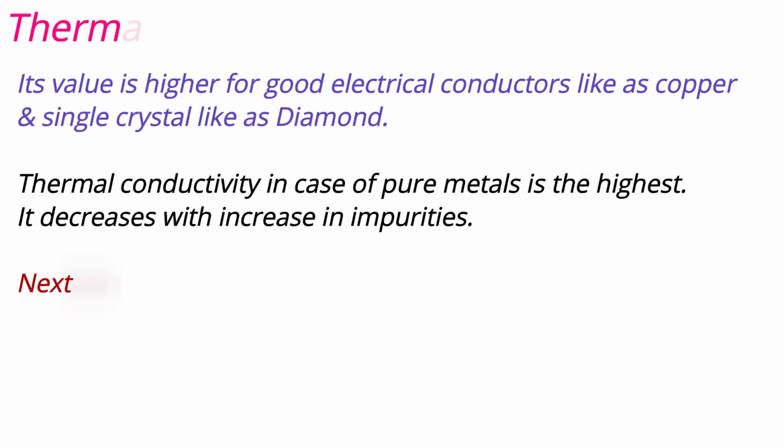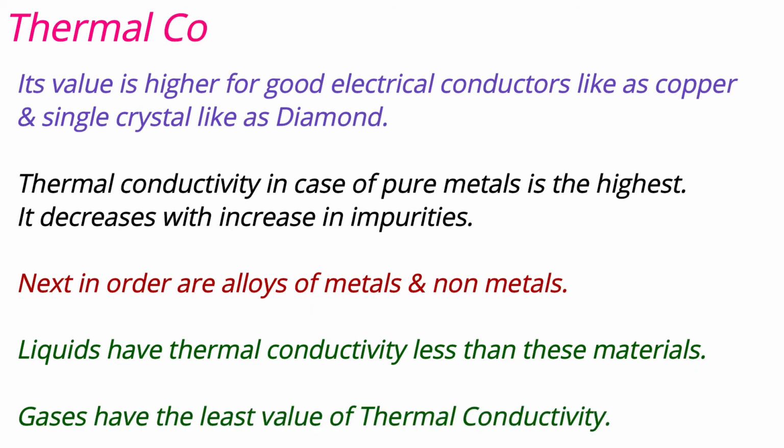Its value is higher for good electrical conductors like copper and single crystals like diamond. Thermal conductivity in case of a pure metal is highest. It decreases with increase in impurities. Next in order are alloys of metal and non-metals, and liquids have thermal conductivity less than these materials, and gases have the least value of thermal conductivity.